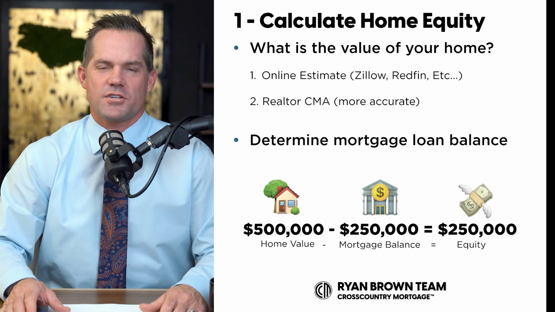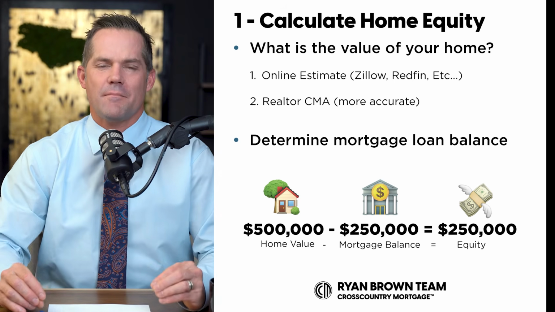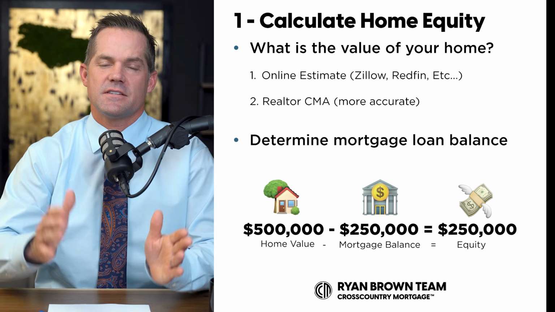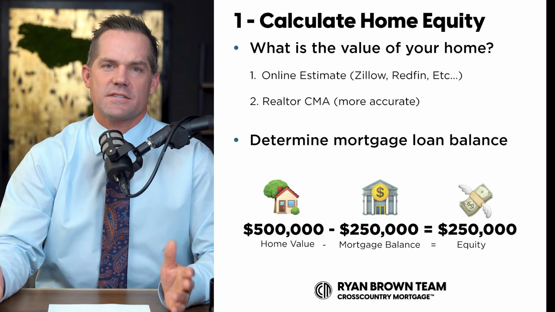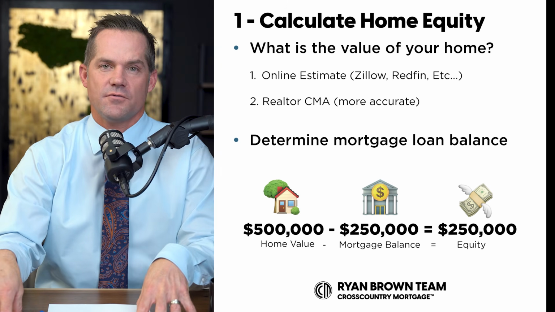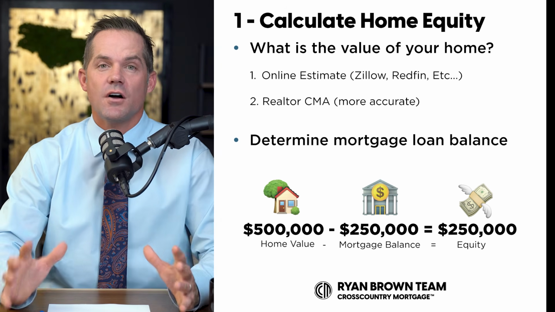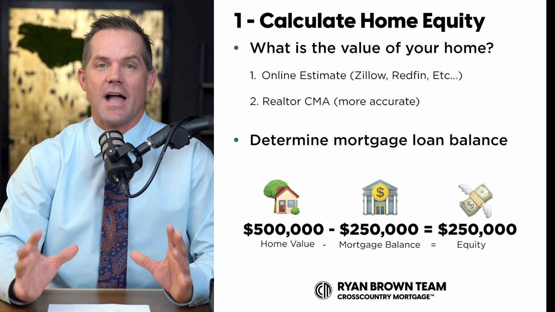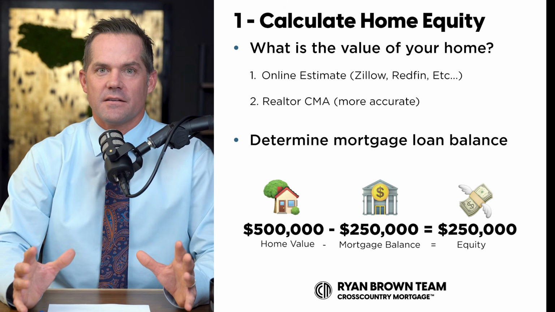And then take a look at your mortgage statement to determine your mortgage loan balance. And then what you want to do is deduct that from the valuation you have. For example, let's just say the value of your house is $500,000. Your loan balance is $250,000. That means you have $250,000 of equity in your house. That's real money. And what a beautiful thing.